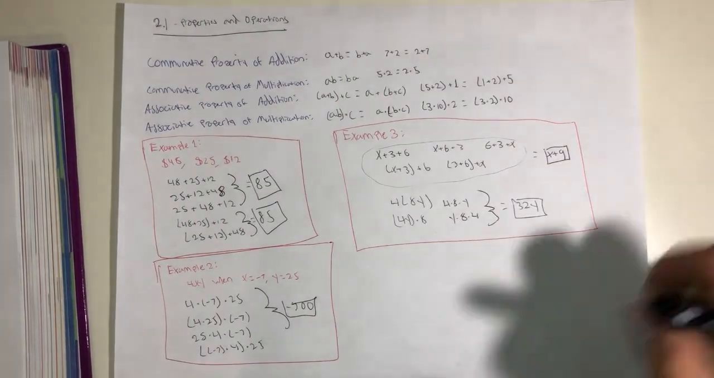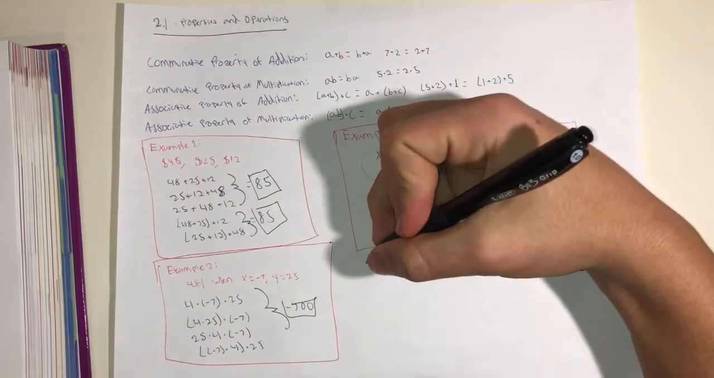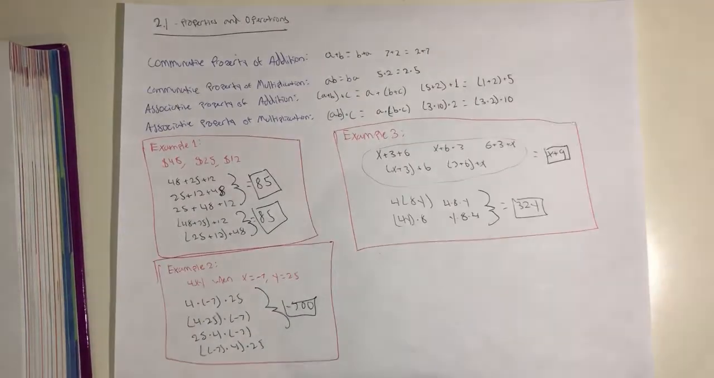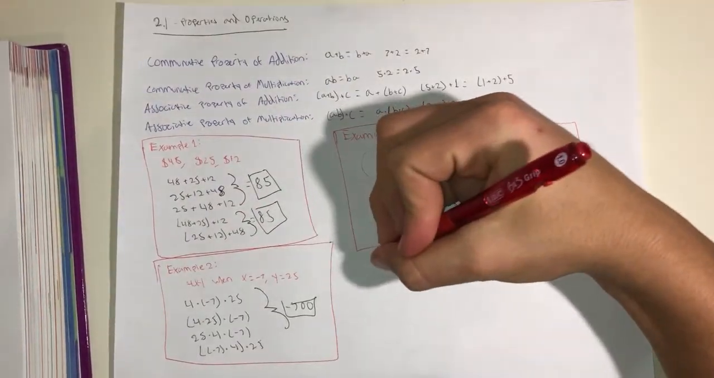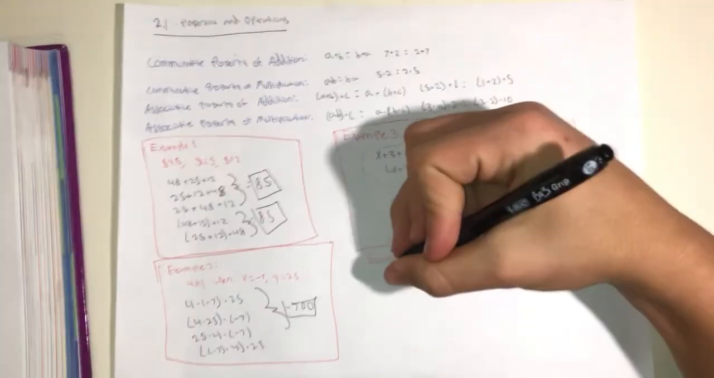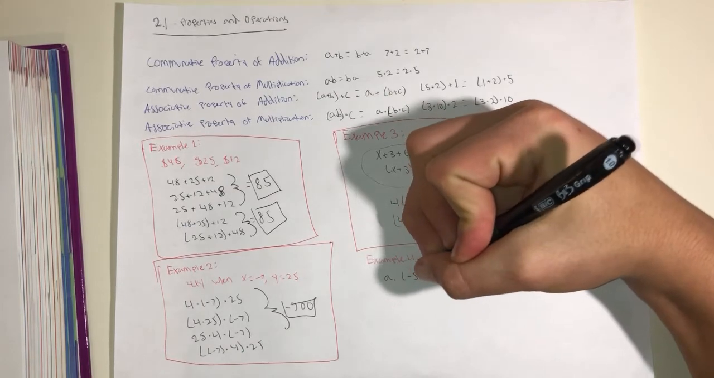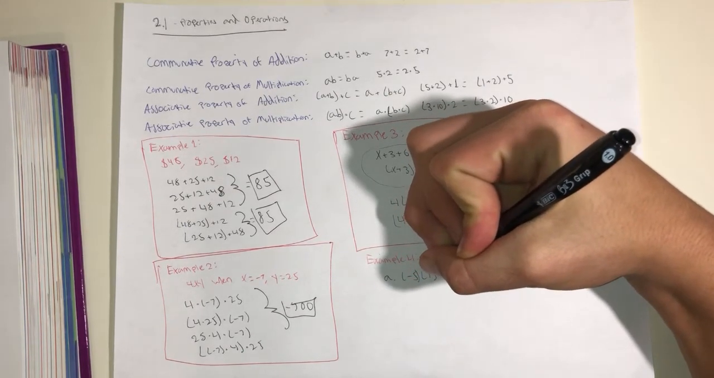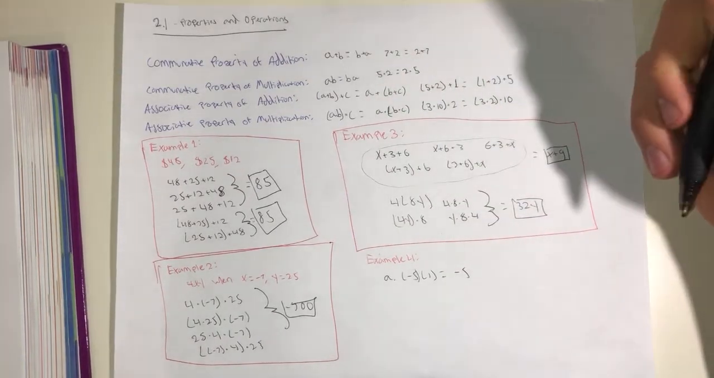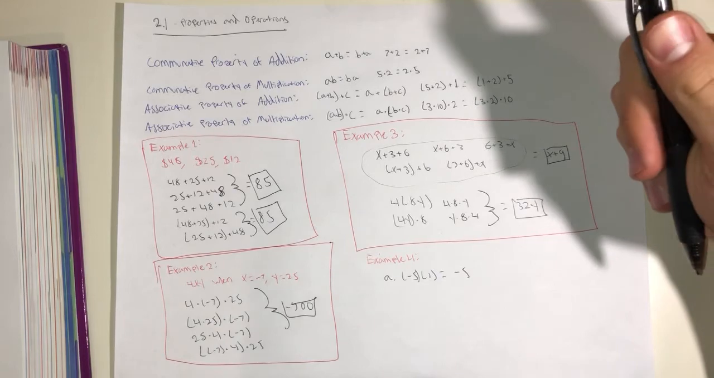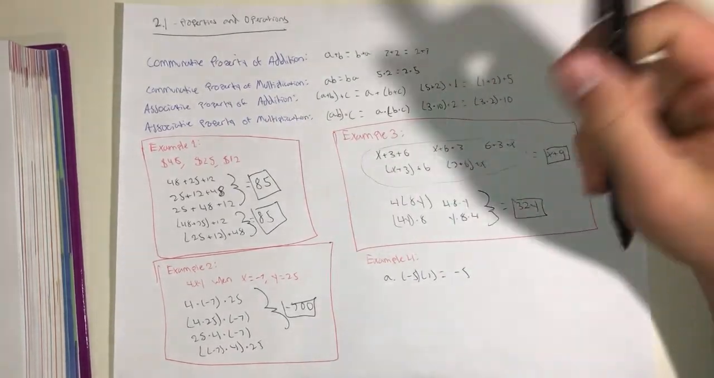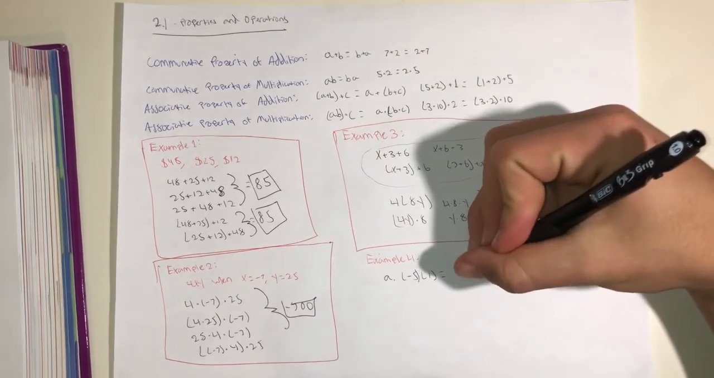This brings us to example 4. Let's say this is about identifying properties. Here we have negative 5 times 1 equals negative 5. What property is this? Identity property of multiplication, which is that anything times 1 is itself. If you have negative 100 times 1, it's going to be negative 100. This is identity property of multiplication.